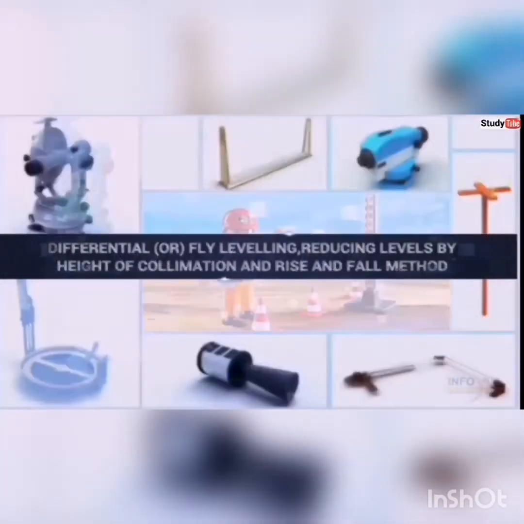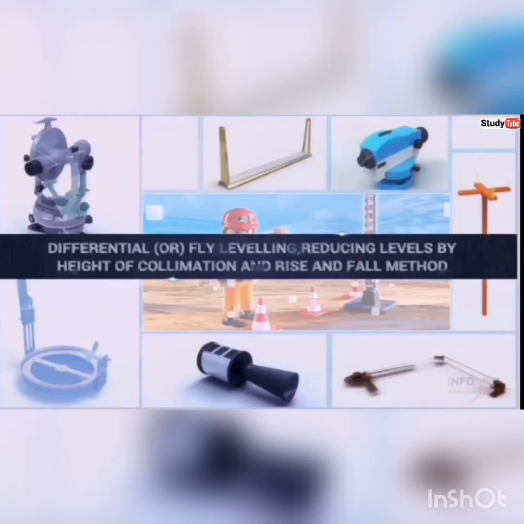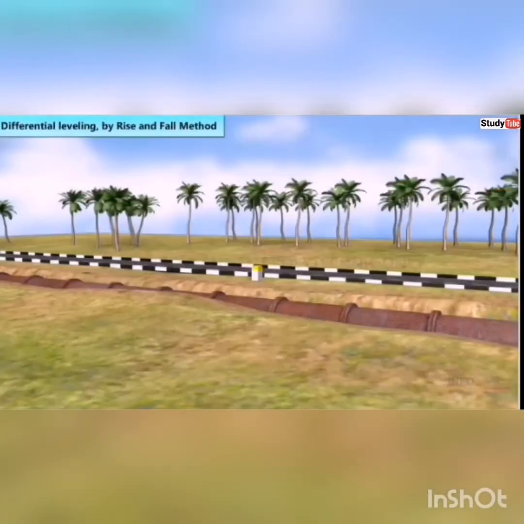Fly leveling, or differential leveling, reducing levels by height of collimation and rise and fall method. In this video, we are going to see how to take differential leveling and their calculations by both rise and fall and height of collimation method. Differential leveling by rise and fall method.